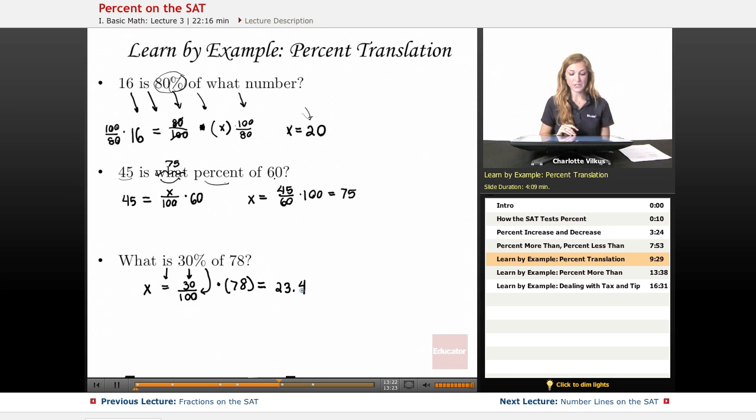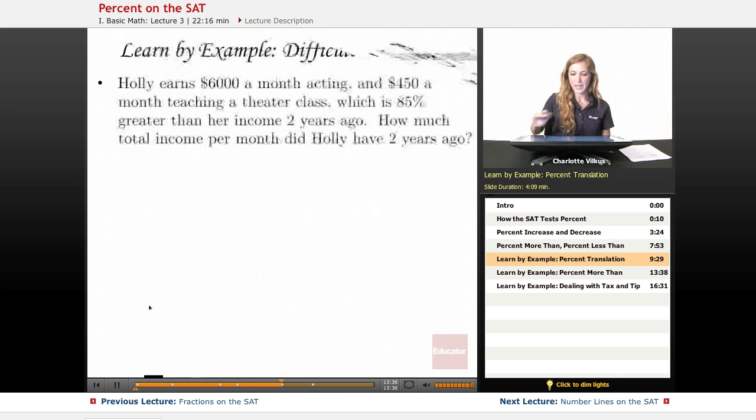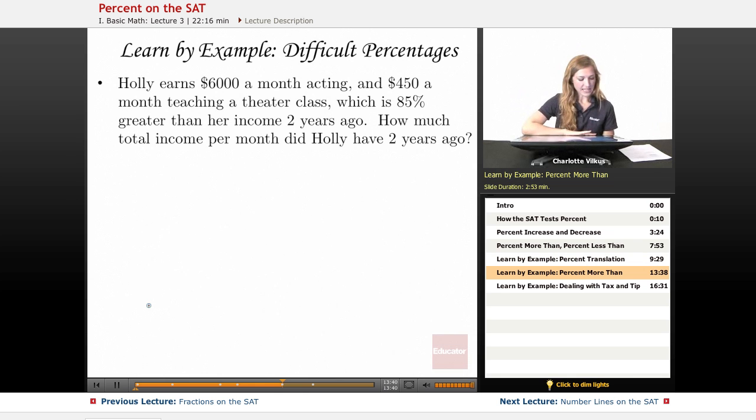So that's it for these types of problems. We've basically looked at when we're missing each of the different parts of the problem, and all of them are simple solves as long as we can translate the words right into our equation. So now we're going to look at some more difficult percentages.